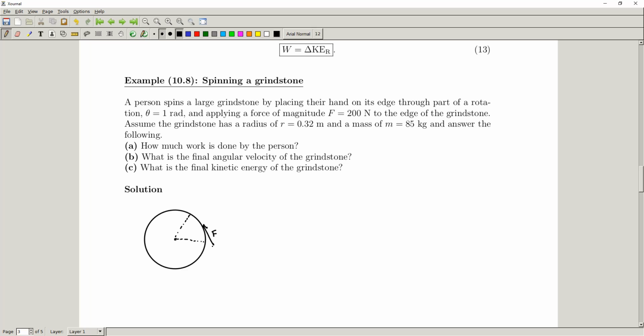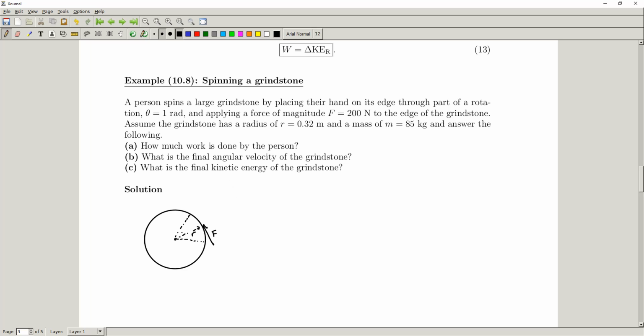Okay, so we're applying this force always perpendicular to the radius. This force always stays perpendicular to the radius, and it's applied over a theta of 1 radian. Okay. And so the force that we're applying has a magnitude.